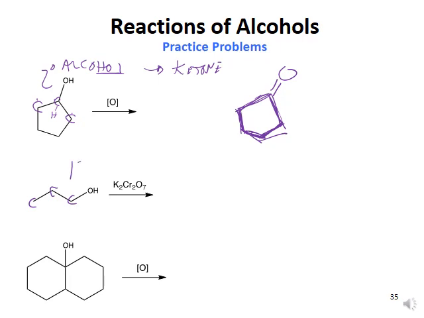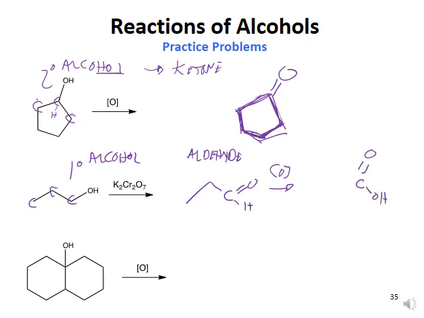This guy is definitely a primary alcohol. So we'll first make the aldehyde. One, 2, 3 carbons. And then if we further react with the oxidant, we'll make the carboxylic acid. 1, 2, 3. Ignore that line. Carbon, carbon, carbon. 3 carbons.